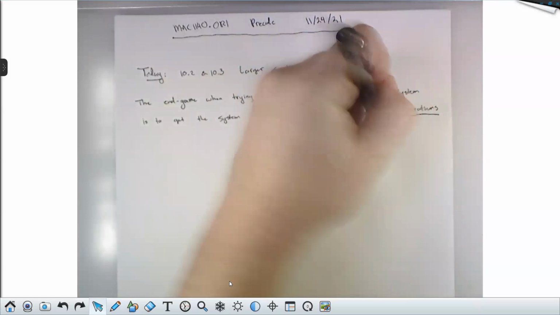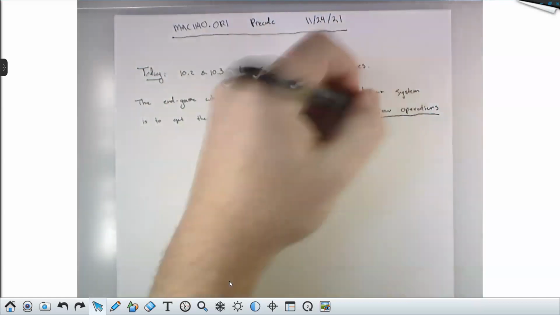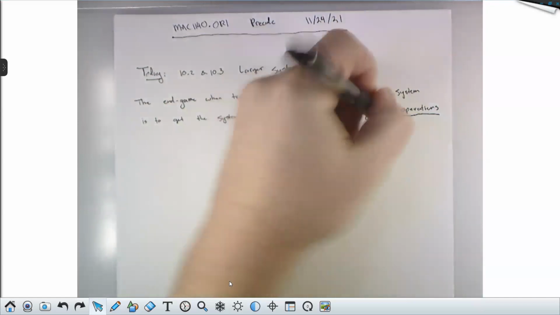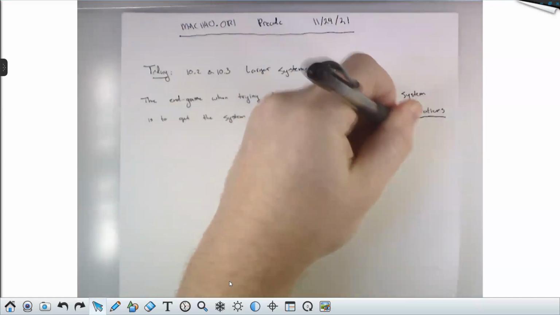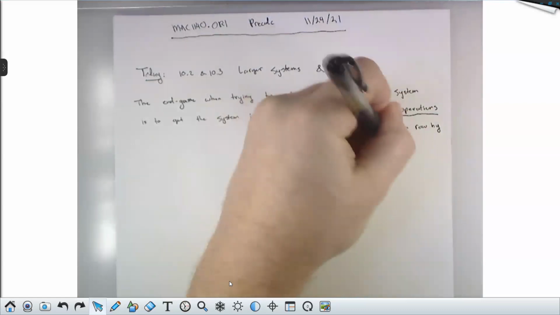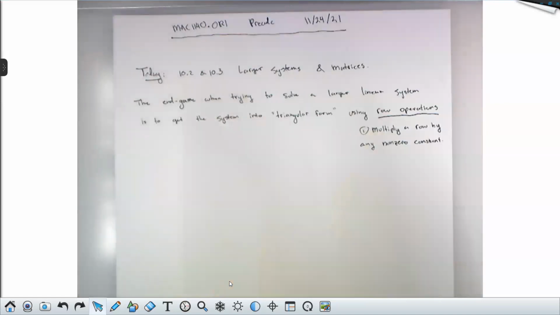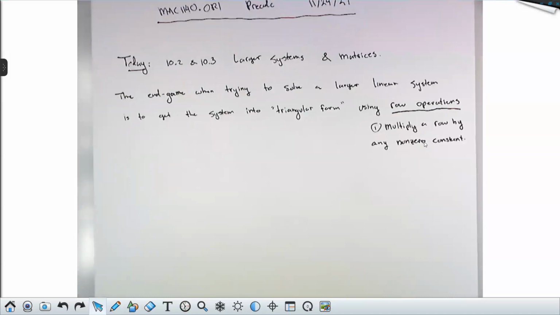And I think with your class, I might have left off a row operation. It's not a big deal. And the one I left off is super intuitive. But let me just really quick recap what the row operations are. You can multiply a row by any non-zero constant. And just to be clear about this, that means you can divide a row by a number, right? If I want to divide through a row by 3, that's the same as multiplying through that row by 1/3. So you can multiply or divide through a row by any non-zero constant, because dividing is the same as multiplying by the reciprocal.